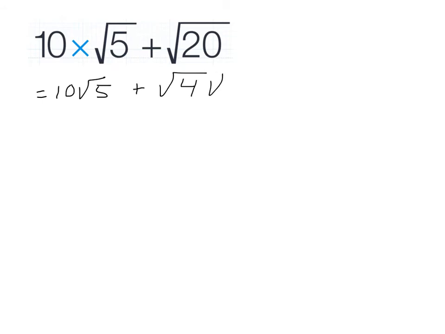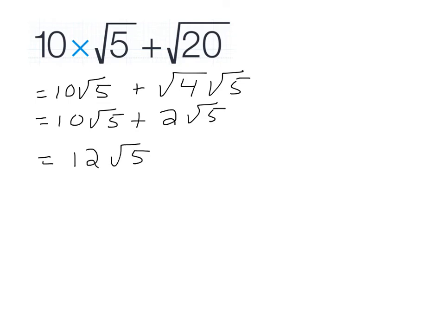The square root of 20, remember, is the square root of 4 times the square root of 5. 20 has the factors of 4 and 5, and 4 is a perfect square. That means I'm dealing with 10 square root of 5 plus 2 square root of 5. And now they're like terms, so I can combine them. Add the 10 and the 2, and I get 12 square root 5. And that is going to be my final answer. It has to do with breaking down what looks like different radicals and ending up with like terms that can be combined. All right, hope this helps.